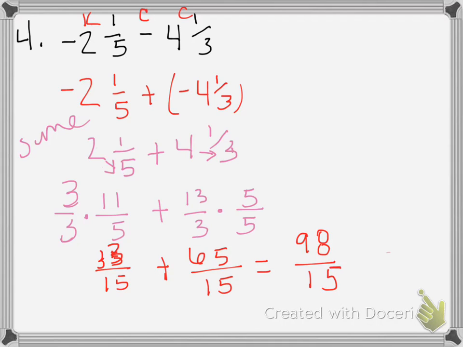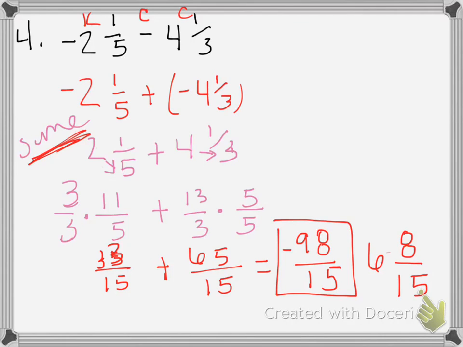I know this is a long problem, but it's worth it. These are the problems that make your brain stronger. So after we add them, remember they're the same sign, so we want to keep the sign. Well, their signs are negative. So the answer is negative 98 over 15. Well, if we were to get that back down to a mixed number, it would be negative 6 and 8/15.